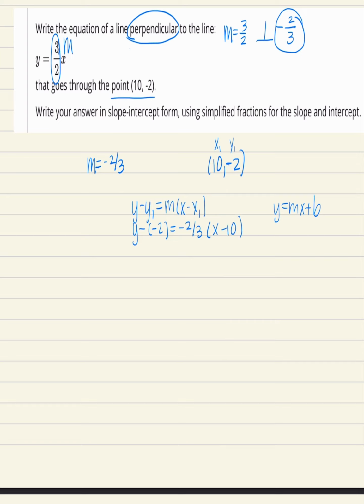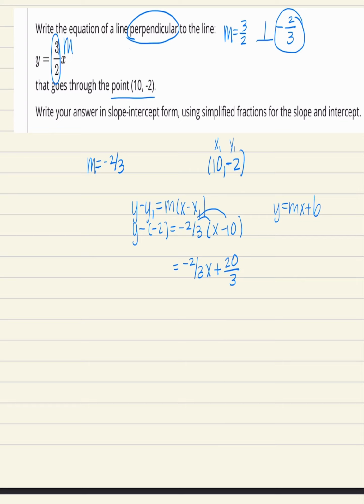Now we have two steps here. We need to first distribute. So I'm going to distribute on the right-hand side to get rid of the parentheses. So that gives me negative 2/3 x. Now negative 2/3 times negative 10 is going to give me a positive 20 over 3. You can use your scientific calculator to assist you with that if you need help with multiplying with your fractions.